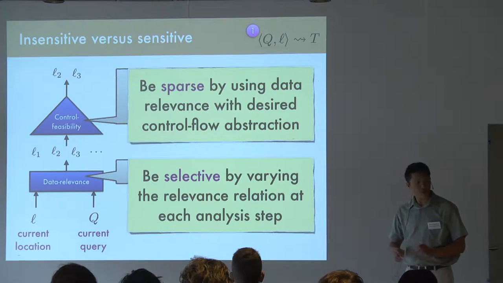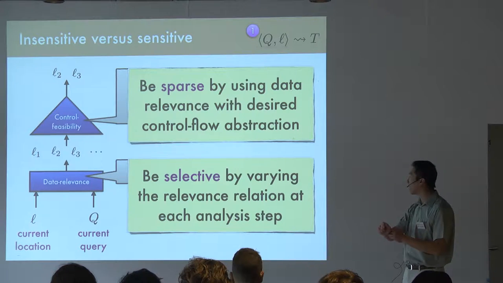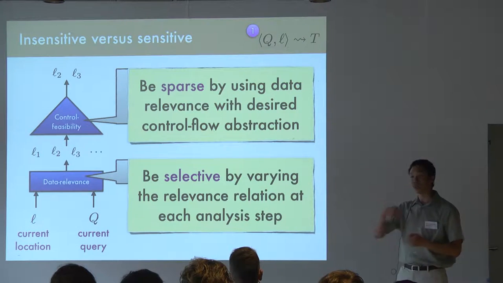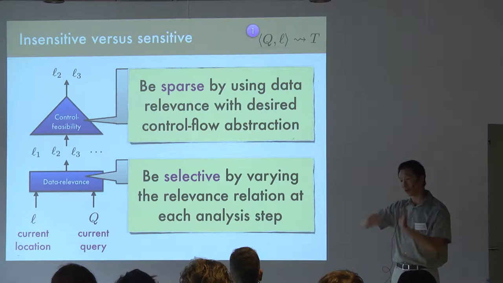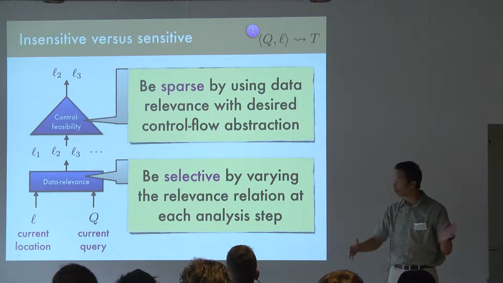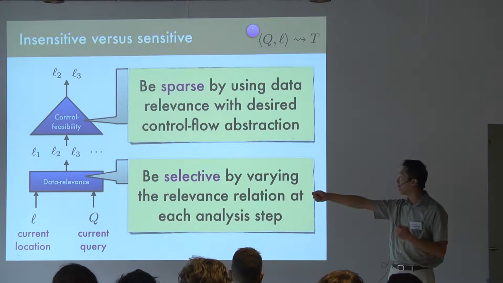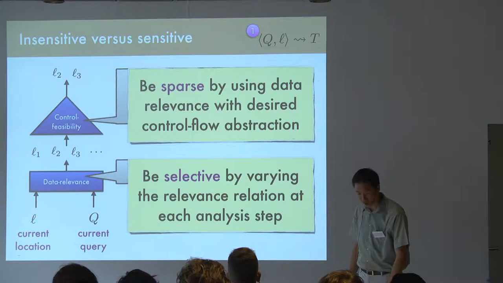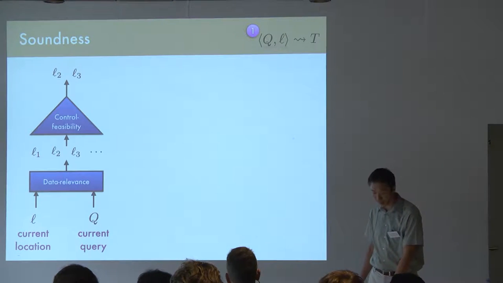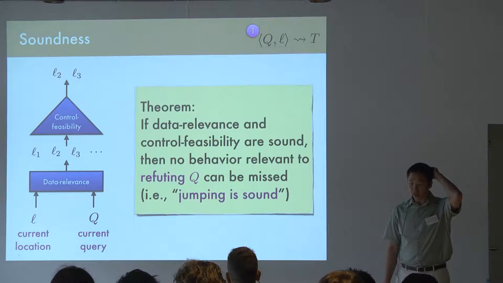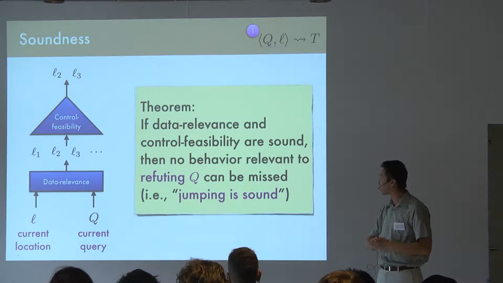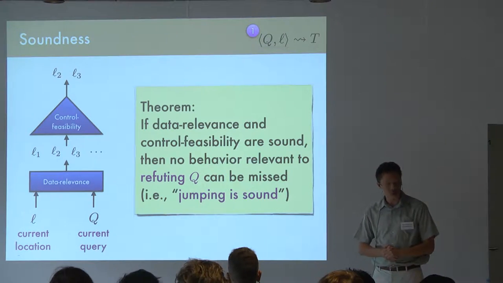And then you can be selective, because I'm talking about one analysis step. You can be selective about how you apply control flow information by varying the relevance relation at each analysis step. The typical analysis would just fix one way of exploring the program globally throughout. Here you could say, let me compute using one relation this step, and next step, based on the query, I decide to do something else. So that's a matter of policy now. Soundness, which we prove in the paper, says that if data relevance and control feasibility are sound in some reasonable way, then no behavior relevant to refuting the query queue is lost, that is, doing this jumping is indeed sound.